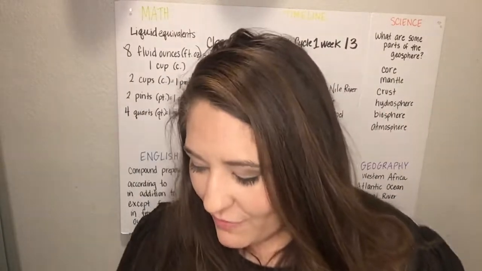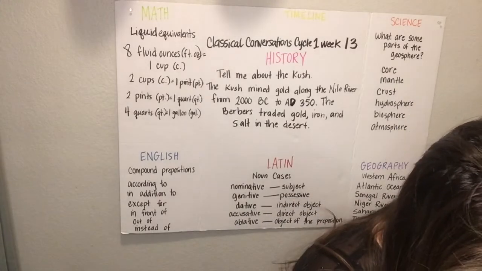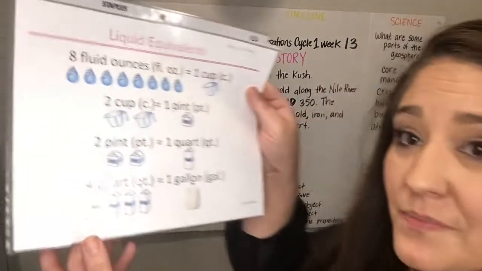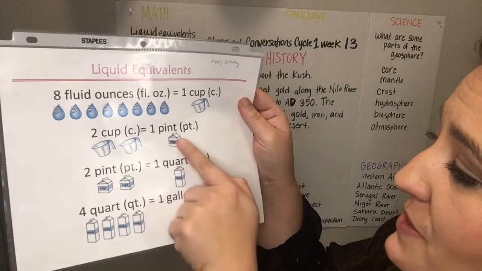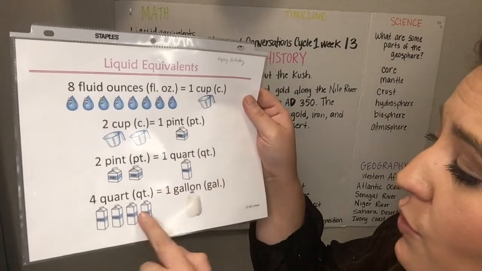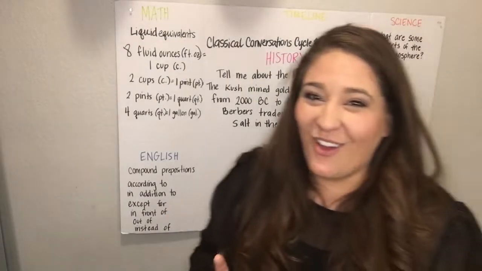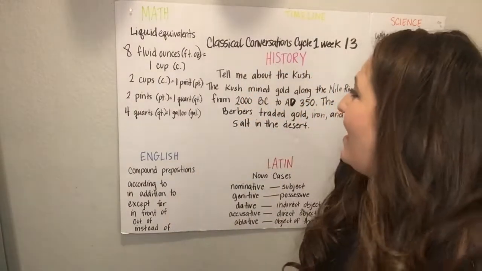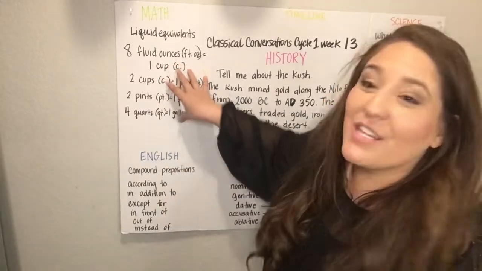All right, so now that we've learned about the measurements, we decided to sing them in a song. I also have a picture here to show you the liquid equivalents: 8 fluid ounces equals 1 cup, 2 cups equals 1 pint, 2 pints equals 1 quart, 4 quarts equals 1 gallon. And so the song, Nathan decided the song, and so we're going to do Rudolph the Red-Nosed Reindeer. So, no, that is for compound prepositions. For liquid equivalents, we're going to do Happy Birthday.